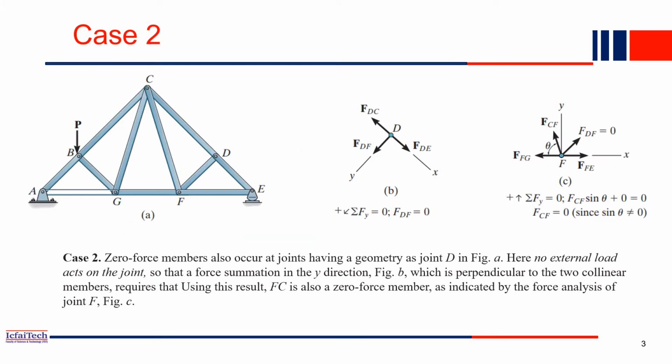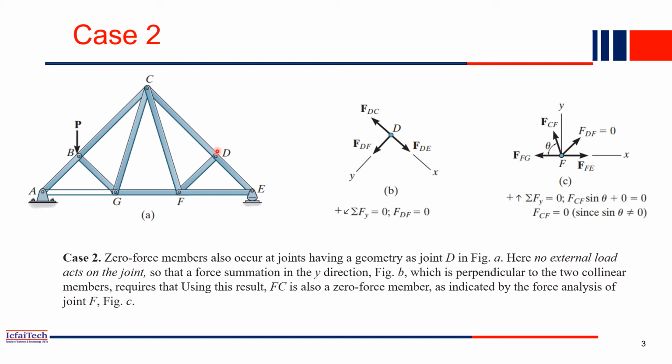Now next is case 2. Here you understand that zero force members also occur at joints having a geometry like joint D. If you see joint D here, in this truss only one external force is acting, at joint B. There are no other external forces acting in this truss. So joint D doesn't have any external force.